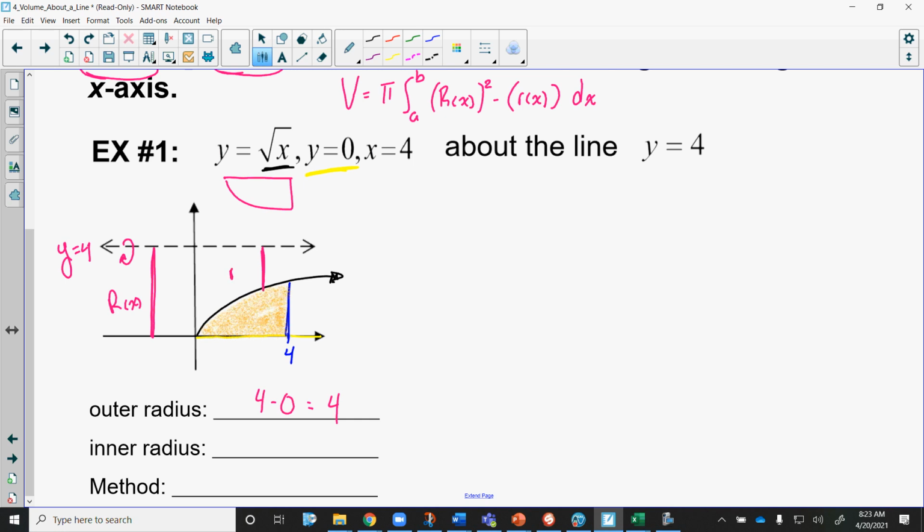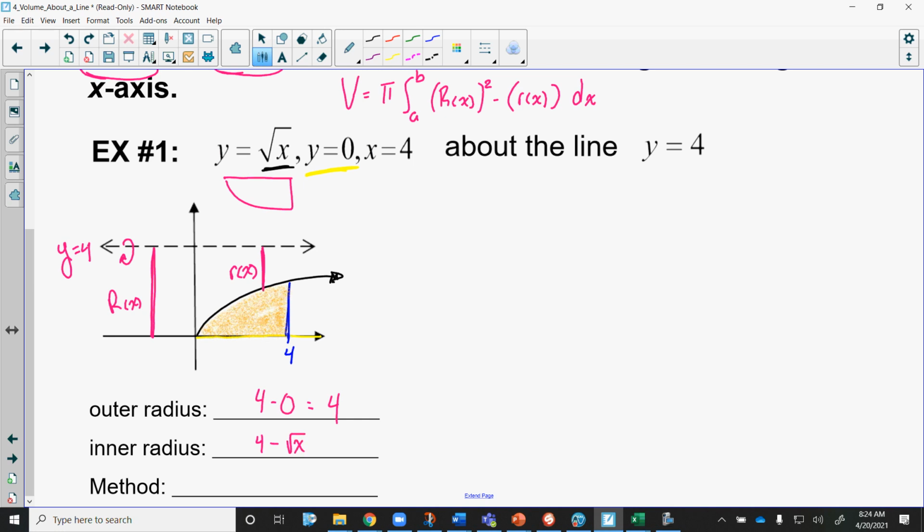That is going to be your inner radius. So we do the same thing. I'm going to take the inner radius and subtract that function from the line that we're rotating it around. In this case, we're rotating around the line y is equal to 4, and I'm going to subtract the square root of x from that.